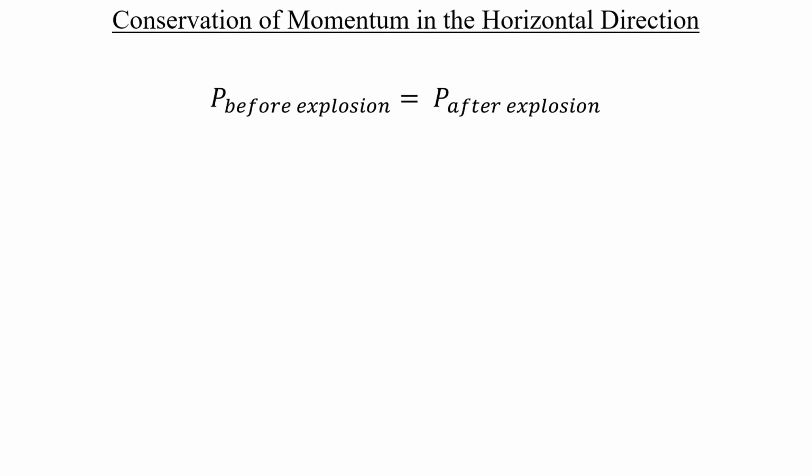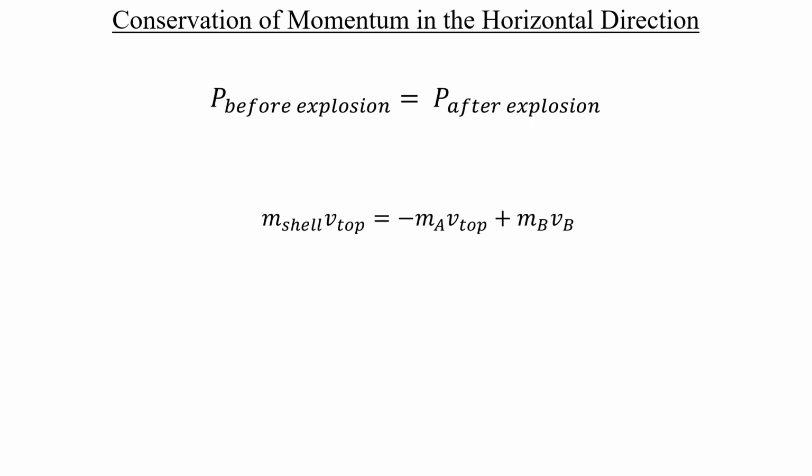Before the explosion occurs, the only horizontal momentum is due to the shell. And then after the explosion, we will have the negative momentum of the larger piece, A, moving to the left, and the positive momentum of the smaller piece, B, moving to the right. Notice that we have v top here attached to the mass of A on the right-hand side.